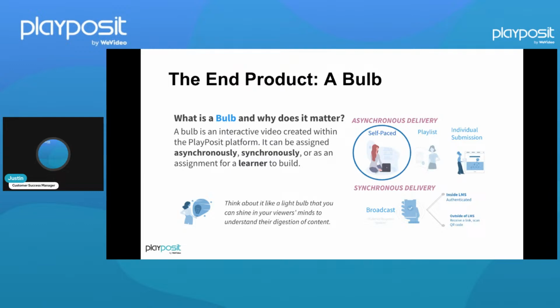During today's session, you're going to hear me use the word bulb a lot. And so what is a bulb? When you're streaming video through our interactive player, the end product is called a bulb. And bulbs can be assigned asynchronously as an individual self-paced learning object, a learner-made bulb for individual submission, or multiple bulbs and resources that can be combined into what we call a playlist.